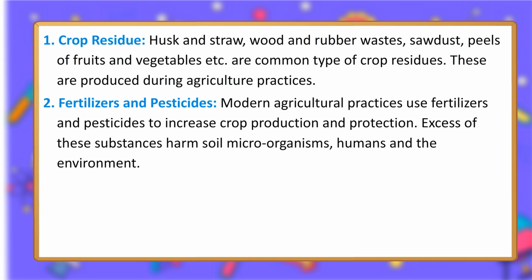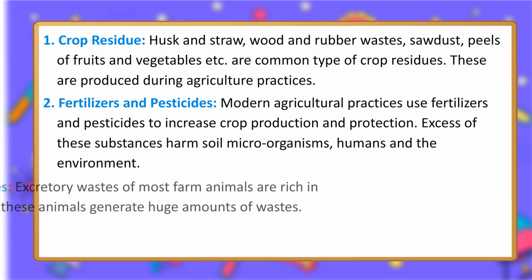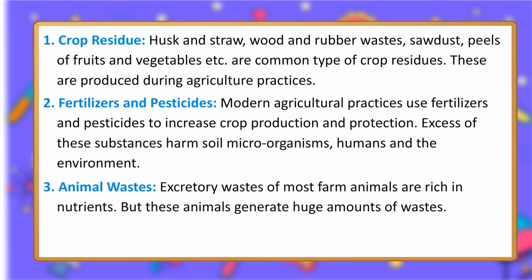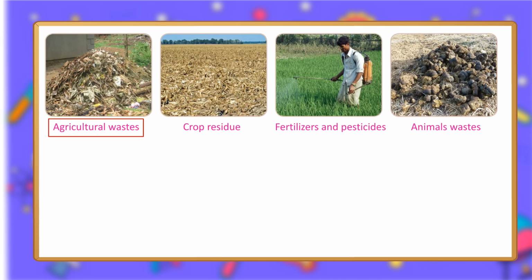2. Fertilizers and pesticides. Modern agricultural practices use fertilizers and pesticides to increase crop production and protection. Excess of these substances harms soil microorganisms, humans and the environment. 3. Animal wastes. Excretory wastes of most farm animals are rich in nutrients, but these animals generate huge amounts of waste.